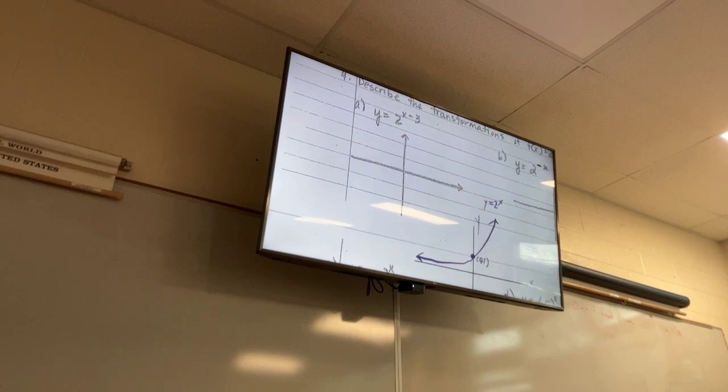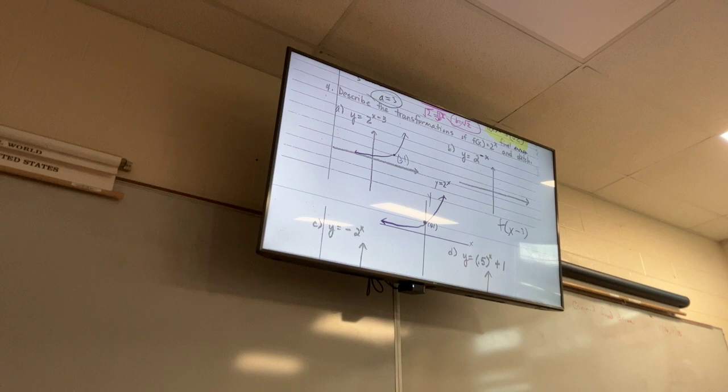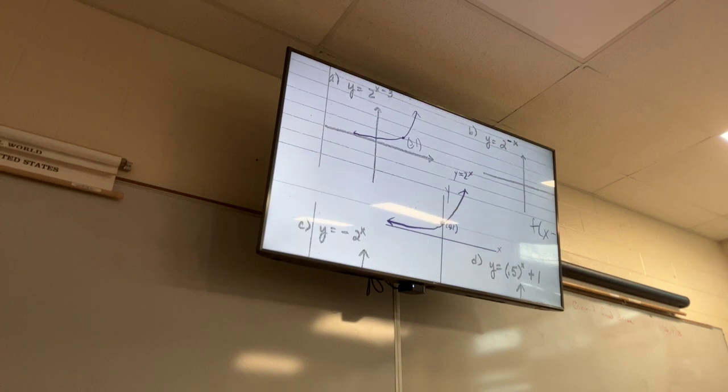Inside our parentheses it was to the right. Inside our exponential, inside the exponent would be what? It's going to move us right by 3, okay? So this will move us to the right by 3. So we'll have the point (3, 1) on here. Okay, does that make any sense? So I just got moved to the right.